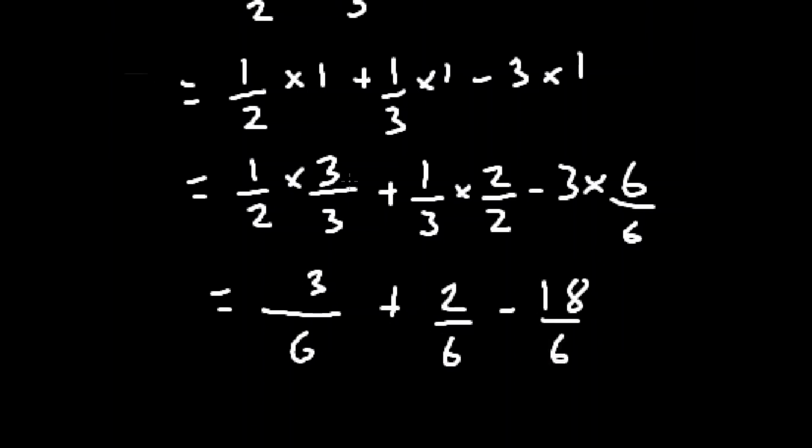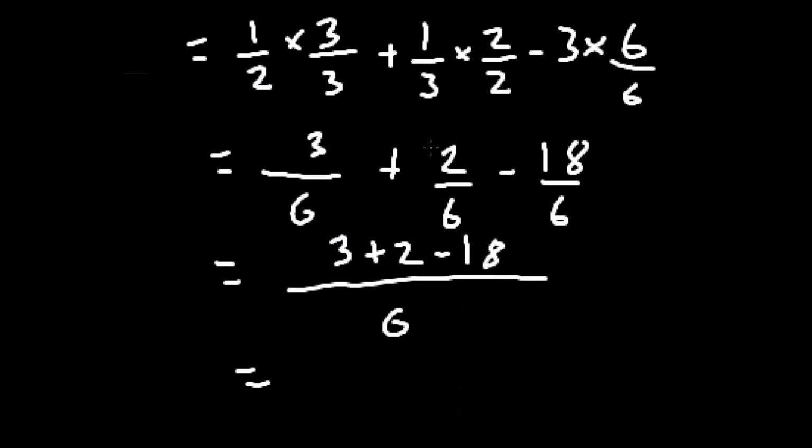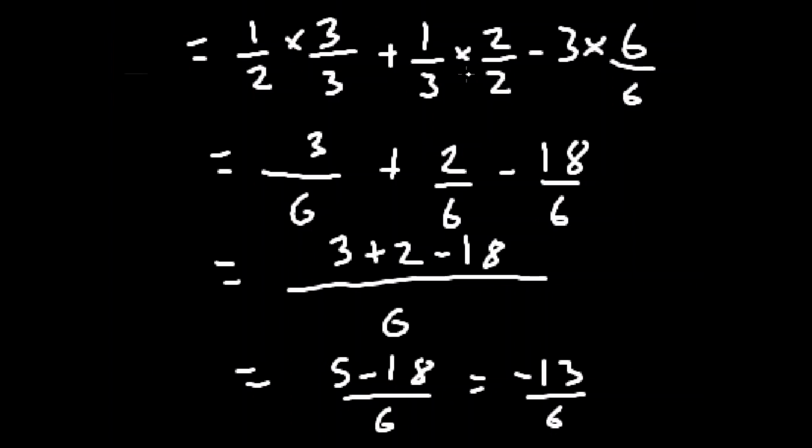Okay, and that makes it so easy that we can just connect the line across and add them all up. So 3 plus 2 minus 18, and that is equal to 5 minus 18. That there is equal to minus 13 divided by 6, and that is equal to our answer.